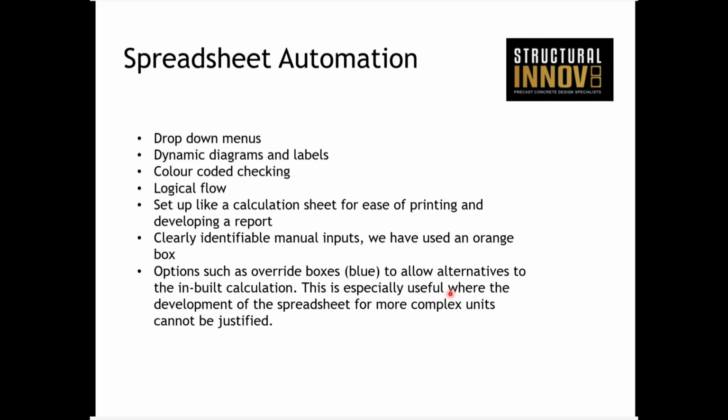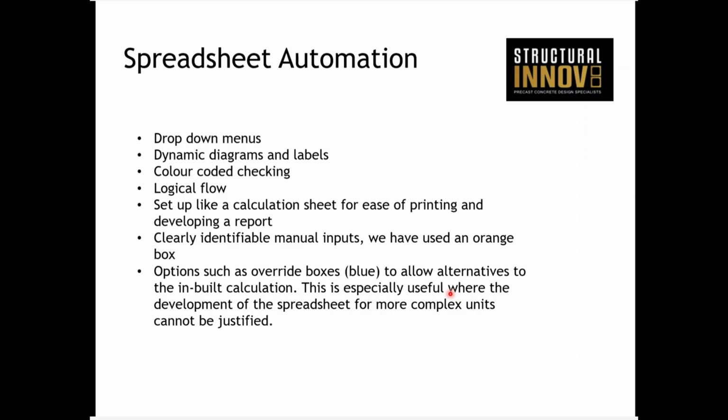Diagrams and labels, again, it's key to have good diagrams. You can have a screenshot, you can sketch out a diagram and insert it in, or you can develop a dynamic diagram that updates automatically when you change the input parameters. Color-coded checking is another one. As I said, use a traffic light system. Green light means good, red light means bad, and it's very clear from a glance if your design is working or not.